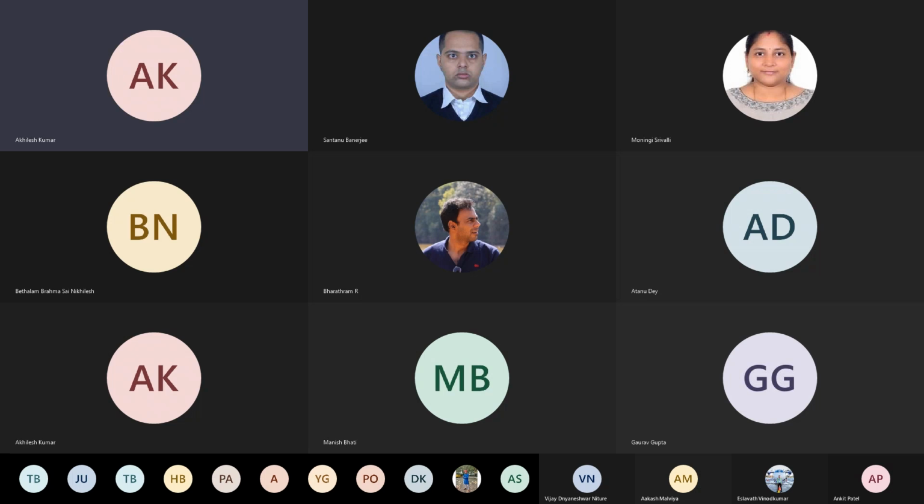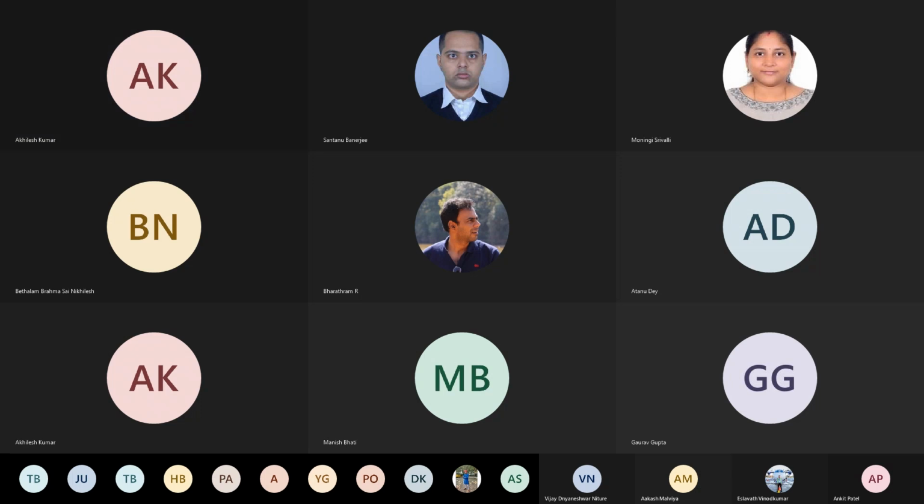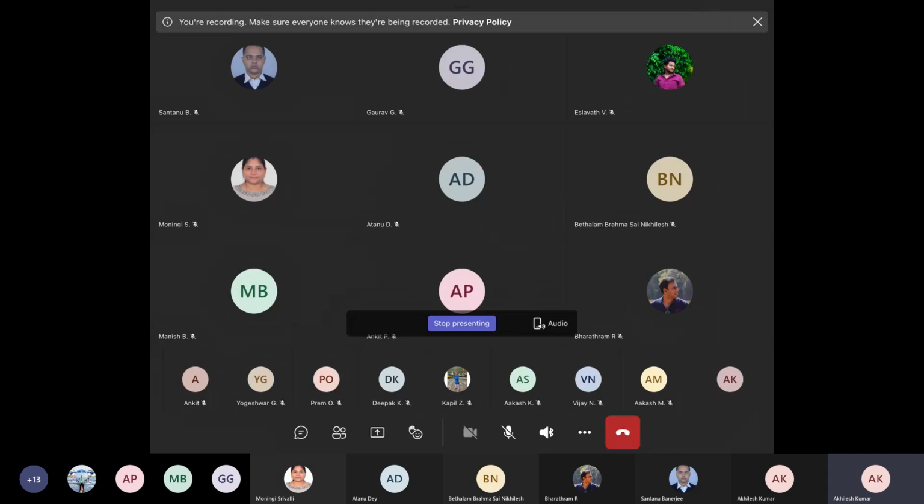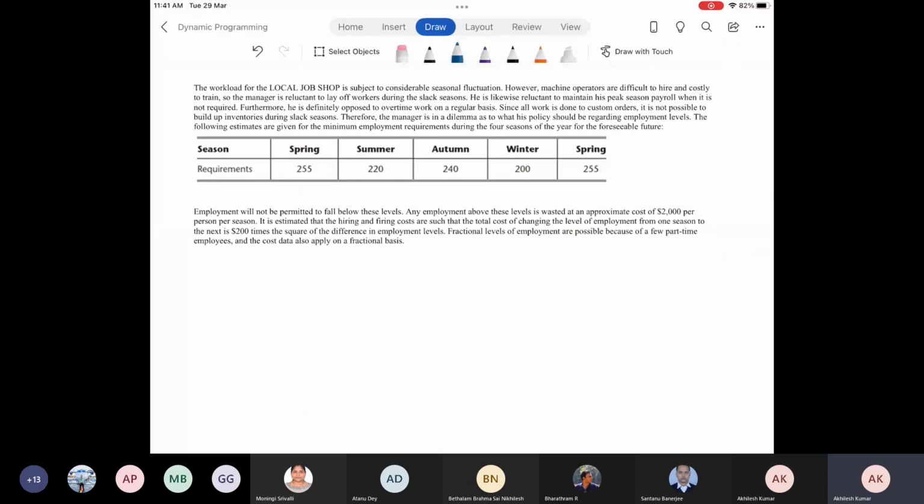Again disappear. Oh, you guys cannot see my screen, right? It automatically stopped sharing the screen. Yeah.